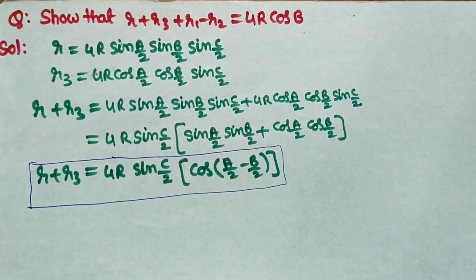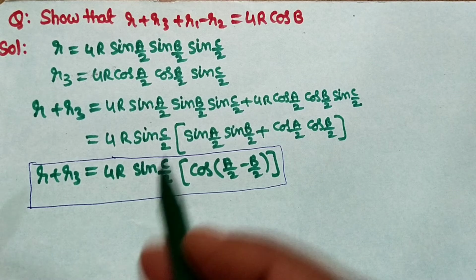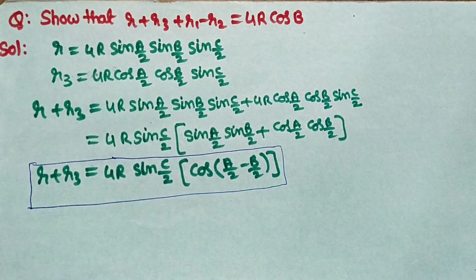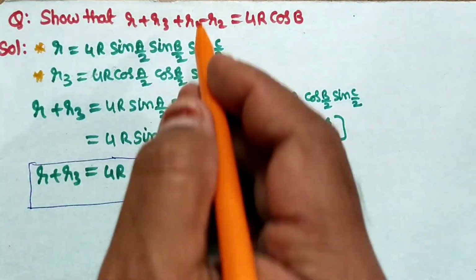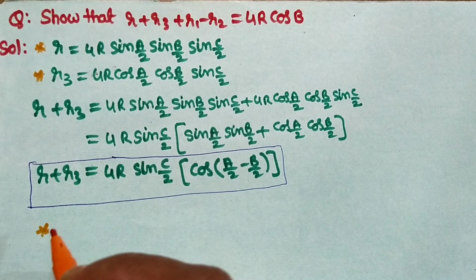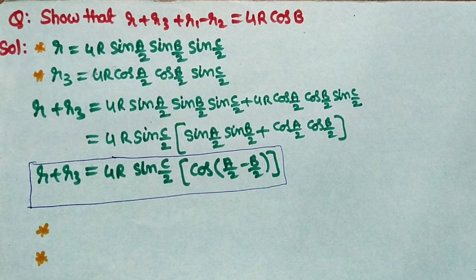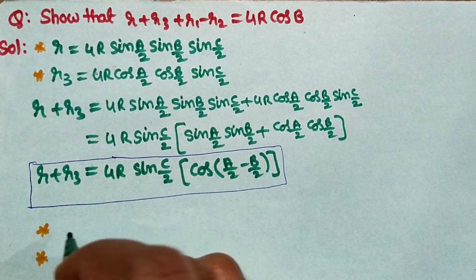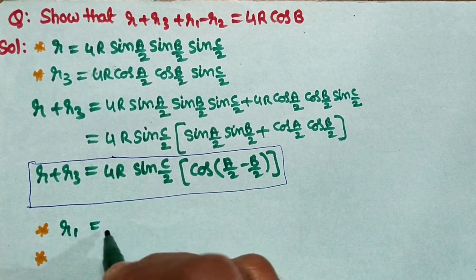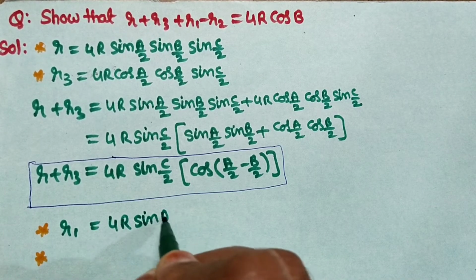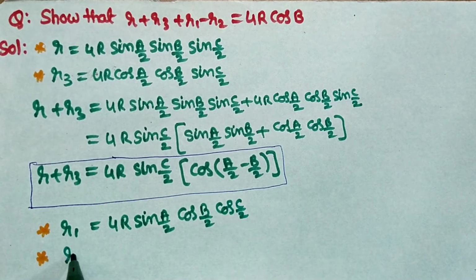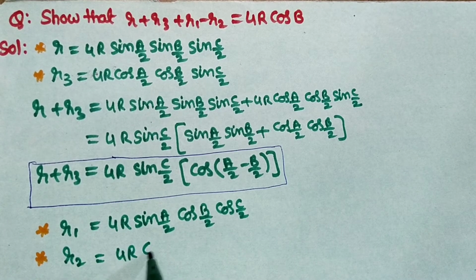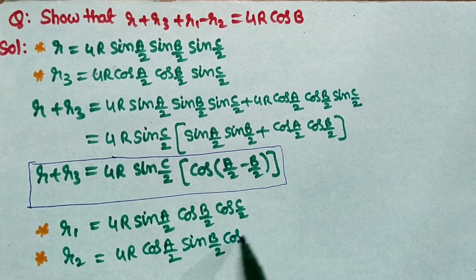Yes. Now consider r1 minus r2. Before that, r1 and r2 only, no? So write the r1 formula, write the r2 formula. r1 means the first one will get sine. So r1 is equal to 4R sin A by 2, remaining cos B by 2 cos C by 2. r2, the second one will get sine: 4R cos A by 2 sin B by 2 cos C by 2.